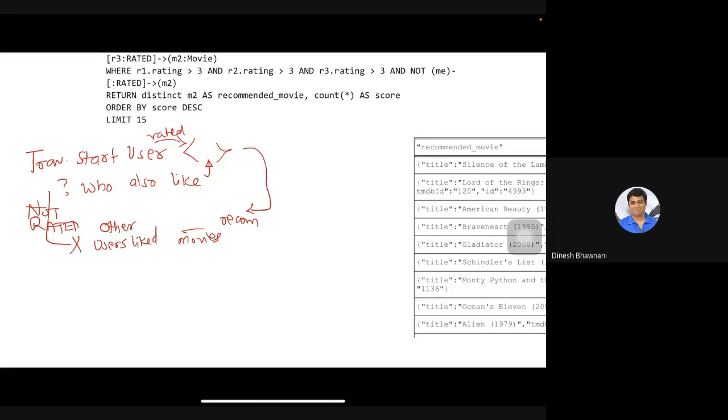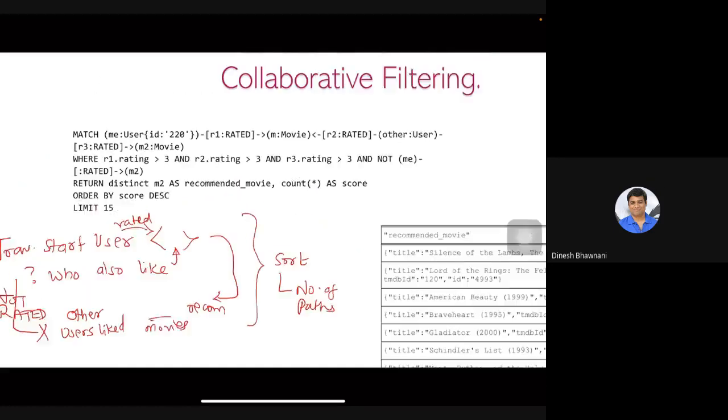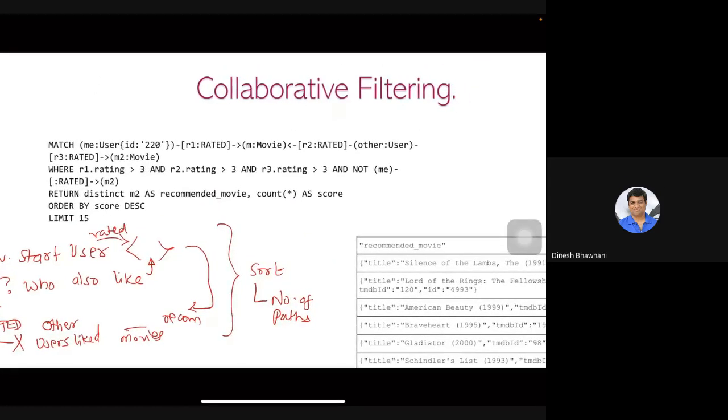Sorted by number of paths. Sort the whole thing. That led to a particular recommendation. So what is the query looking like?